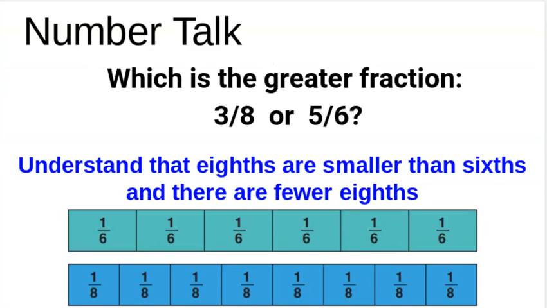You can also go back and think about, well, how does this compare to a whole? 5/6 is only 1/6 away from a whole. 3/8 is 5/8 away from a whole. And again, thinking about the size of those pieces, 1/6 is going to be larger, or excuse me, 1/6 is going to be closer to finishing up that whole than the 5/8. So again, taking a look at this strategy, 5/6 is larger.